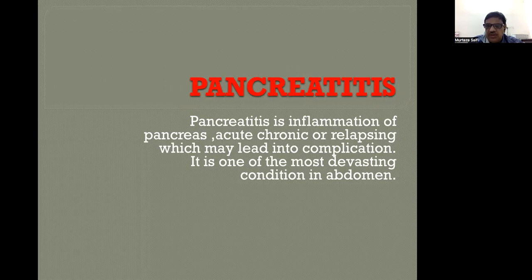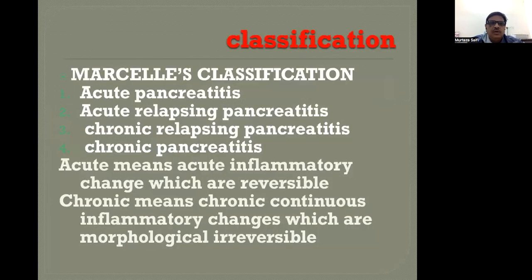Acute pancreatitis may be edematous, or we can say inflammatory, or may form an abscess or other. Classification of pancreatitis, Marseille classification: acute pancreatitis, acute relapsing pancreatitis, chronic relapsing pancreatitis, chronic pancreatitis. Acute means acute inflammatory changes which are reversible. Chronic means continuous inflammatory changes which are morphologically irreversible. So acute pancreatitis is a reversible condition. Chronic pancreatitis is continuous inflammatory change which is irreversible.